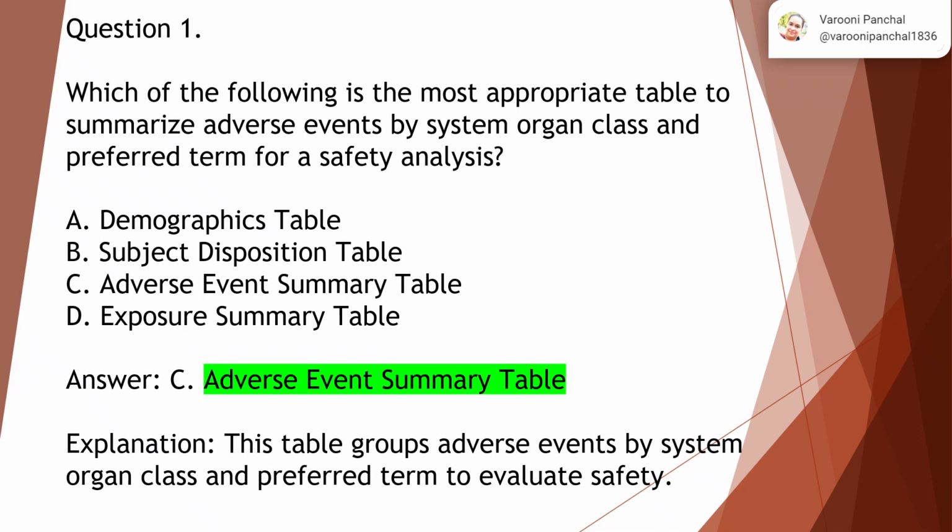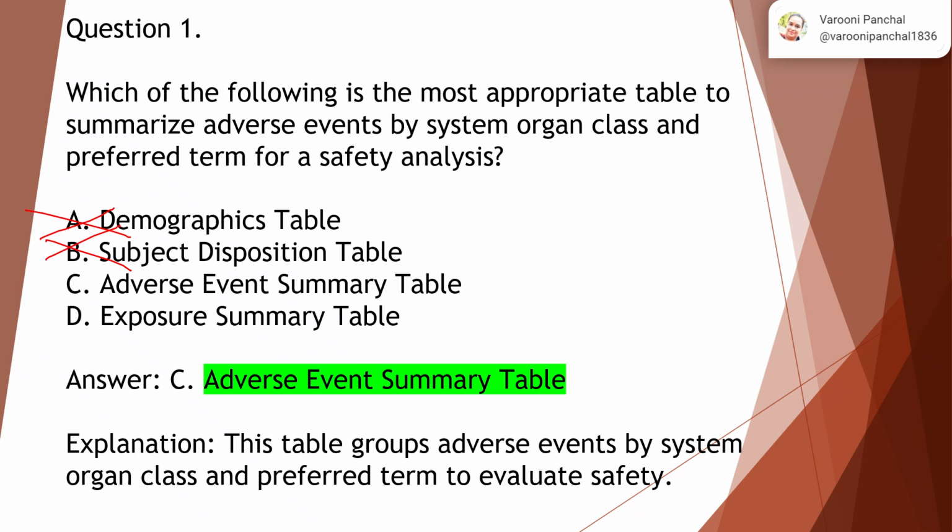Question 1. Which of the following is the most appropriate table to summarize adverse events by system organ class and preferred term for a safety analysis? Now option A says demographics table. Now we are not talking about the demographics table. It is the question related to adverse events. Option B says subject disposition. Now the question is related to adverse events, not related to subject disposition. So this is not the right answer.